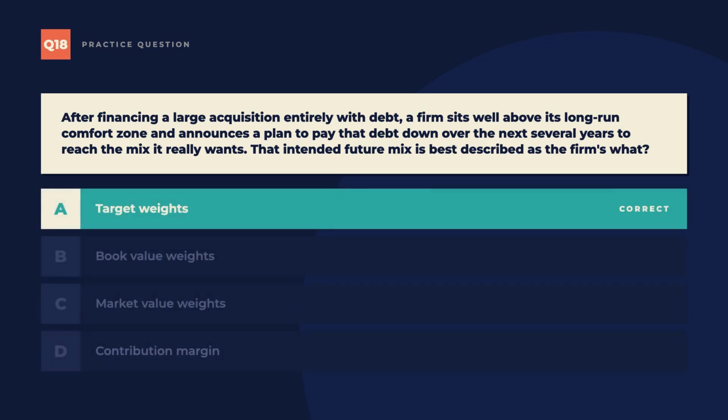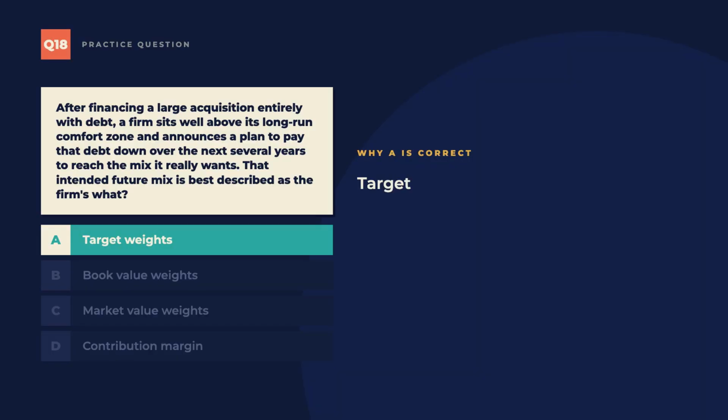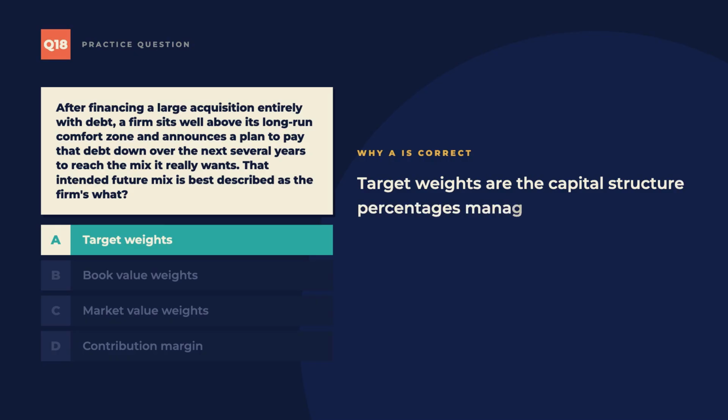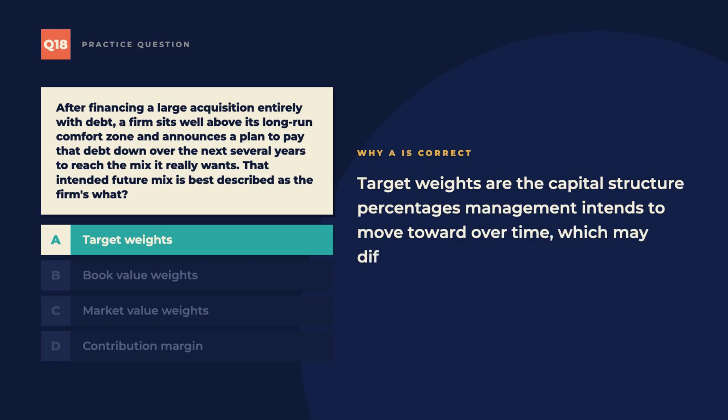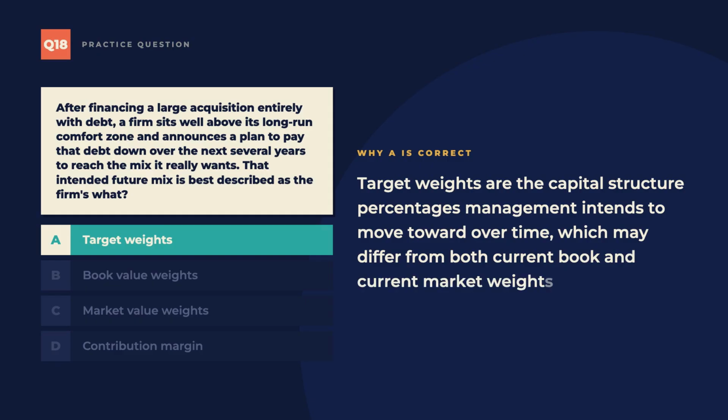The correct answer is A. Target weights. A is correct because target weights are the capital structure percentages management intends to move toward over time, which may differ from both current book and current market weights. A stated plan to delever toward a preferred mix is a forward-looking target.